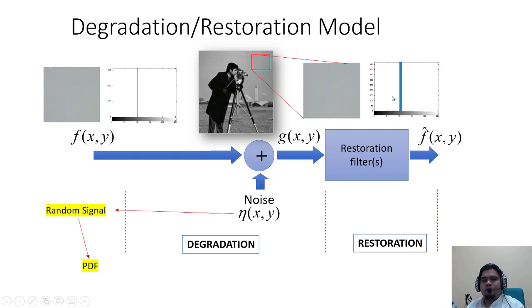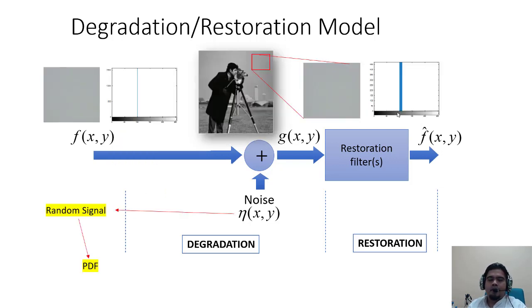This one is not bell shape. If you're talking about bell shape, that is Gaussian noise. This one is a uniform noise. It's in the shape of a square or rectangle. You can refer to the slide. Actually, this is a uniform noise.